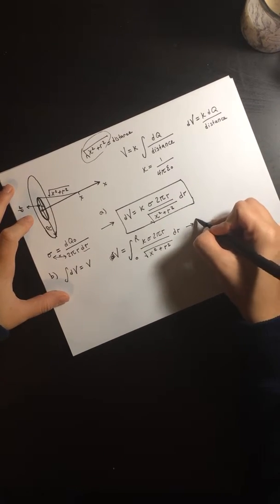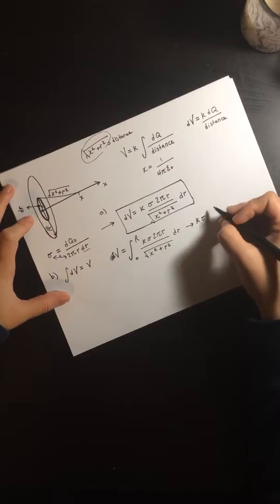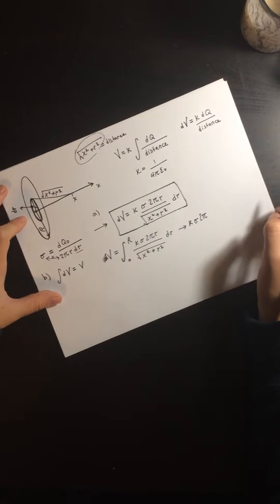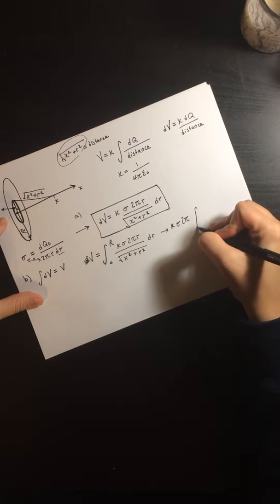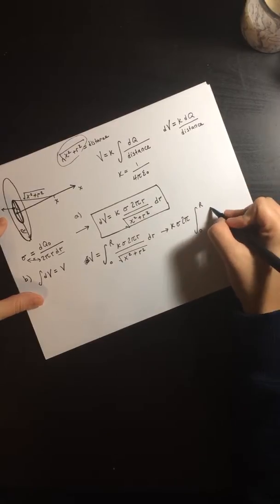So we're going to pull out the constants. We have k, and then we have the charge density, which is constant because the charge is uniform, and 2 pi, pull out, and now we have this integral. Keep everything that we can't pull out, that changes, inside the integral.